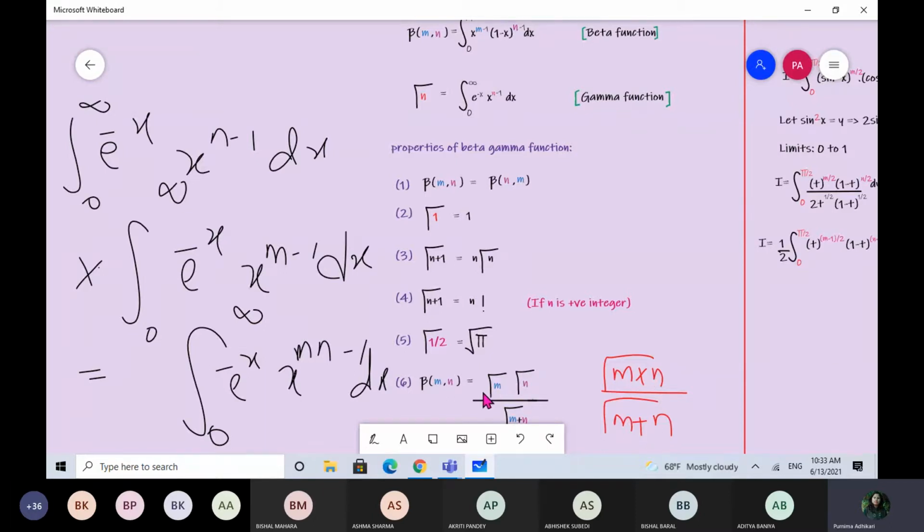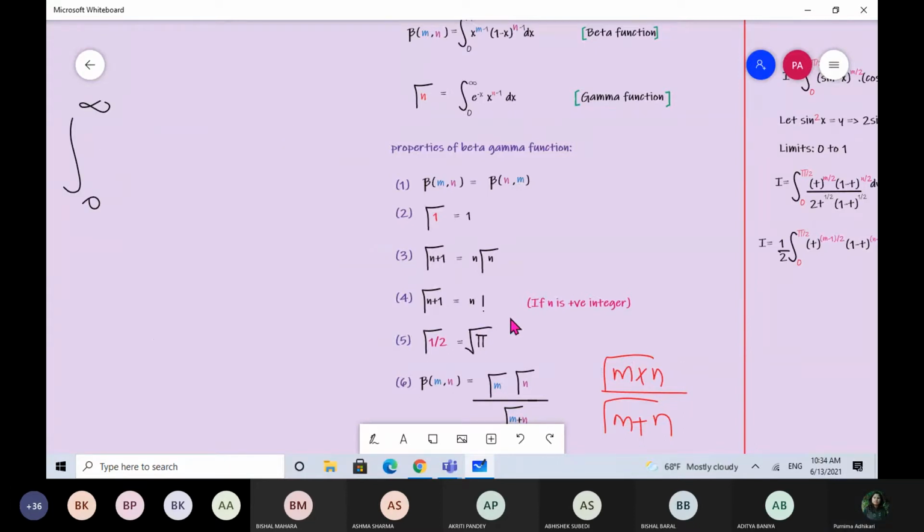Okay, so we have to calculate gamma m separately, gamma n separately, and finally multiply the values obtained from them. We are not going to do it like this, gamma m into n. It's not valid. Okay, so one last property.